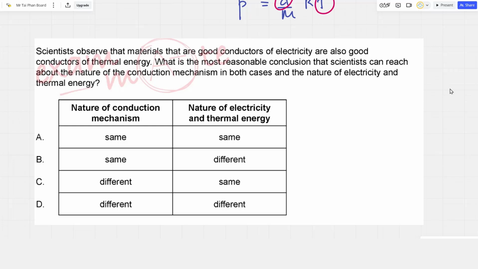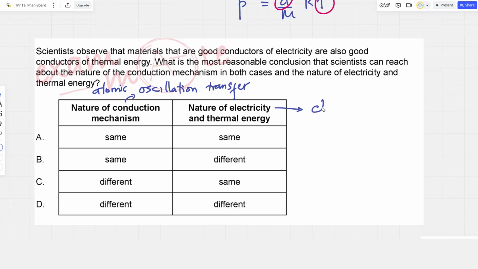A good electrical conductor is also a good thermal conductor. What is the similarity? Okay. Nature of conduction mechanism. Conduction mechanism is the transfer of oscillation from atom to atom. Atomic oscillation transfer is the nature of conduction, meaning thermal conduction, the transfer of thermal energy and heat, okay? And the nature of electricity and thermal energy.